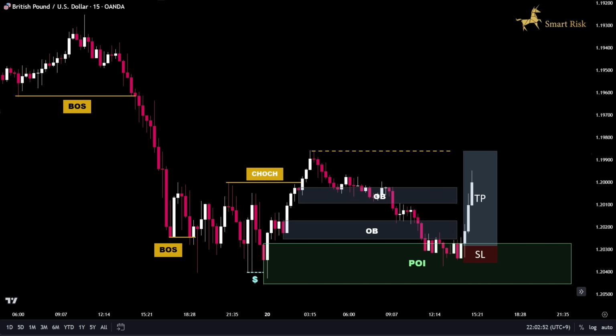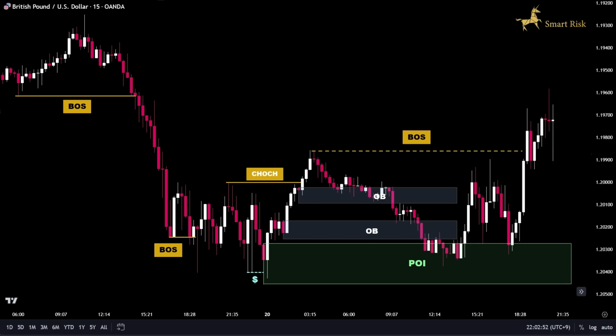Our target for the trade is set at the external liquidity, which in this case corresponds to this high point on the chart. Again, if the price breaks this high to the upside and creates a new bullish order block, we can anticipate new demand zones to be formed, and we can look for new buying opportunities from them. Now let's see what happens next on the chart.